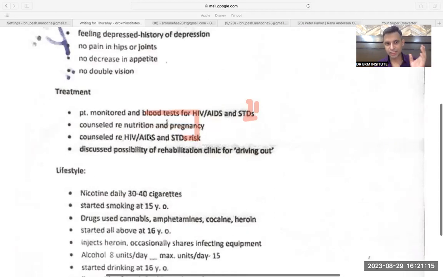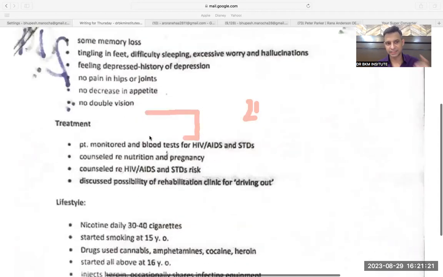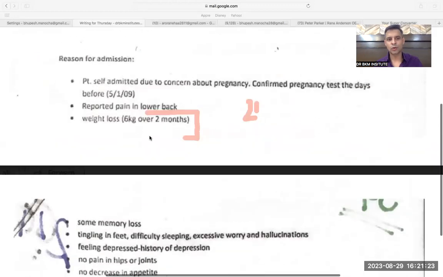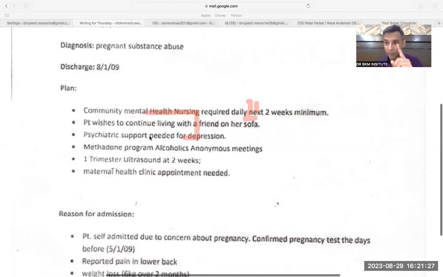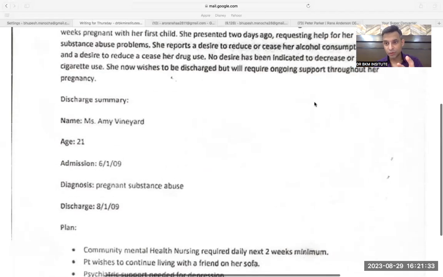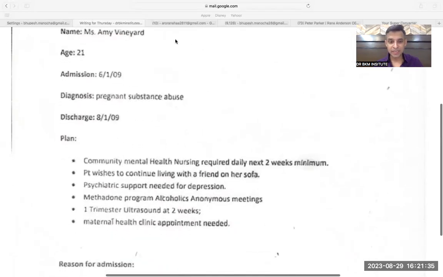The patient was monitored, counseled regarding nutrition, and counseled about HIV and AIDS. So now I know almost everything. The only thing I do not know, which is the main thing of the letter, is the purpose. I have found it is the ongoing support throughout her pregnancy. This discharge plan, whatever is said in the plan, is the main purpose of the letter.